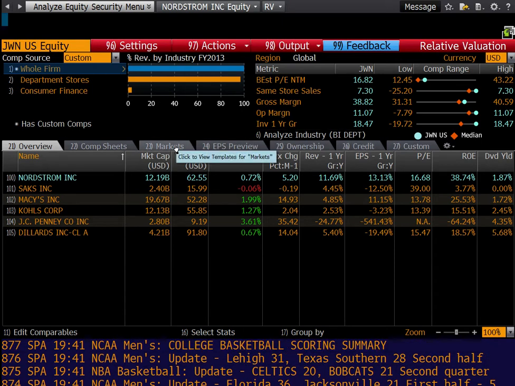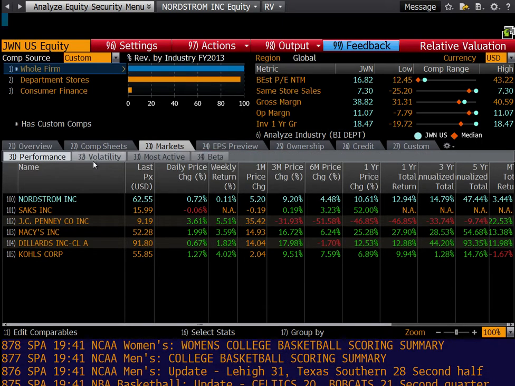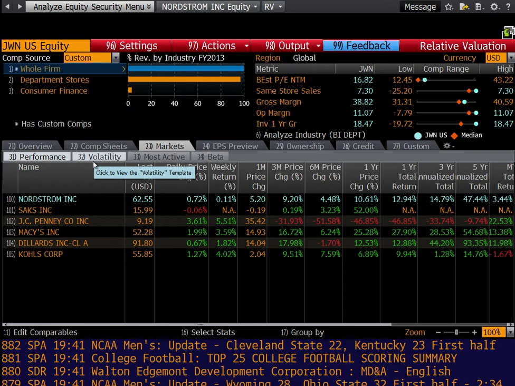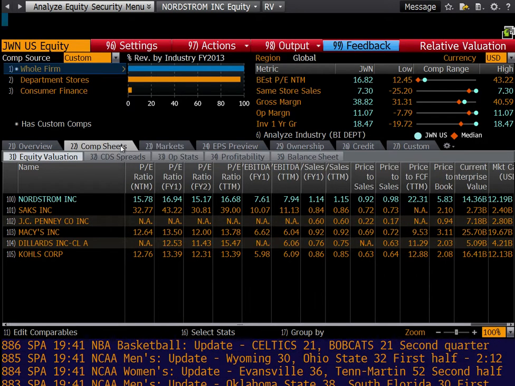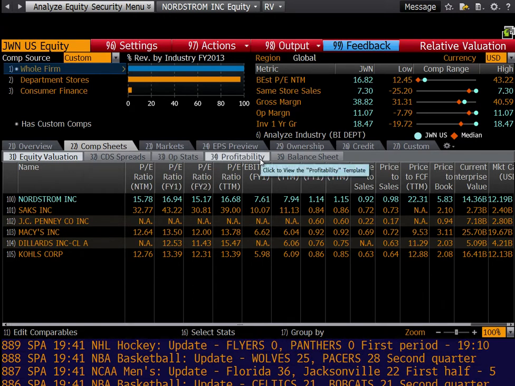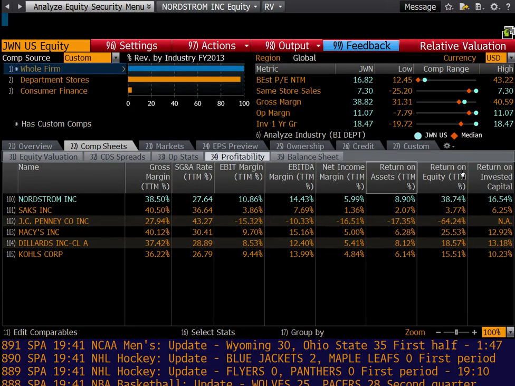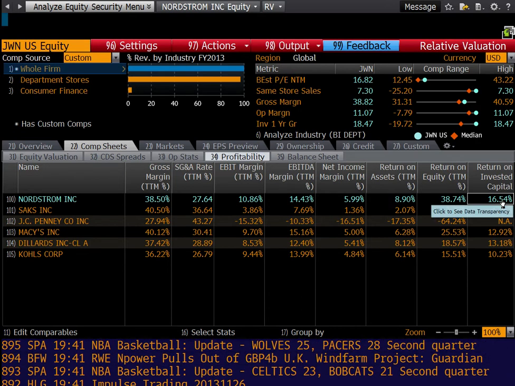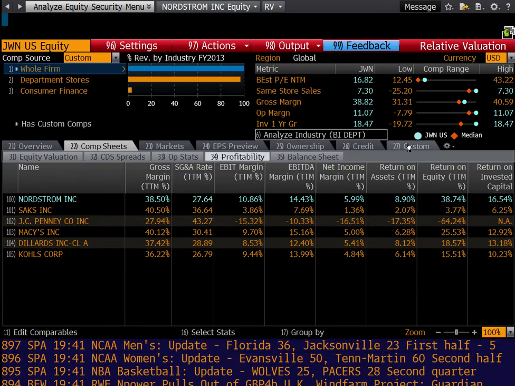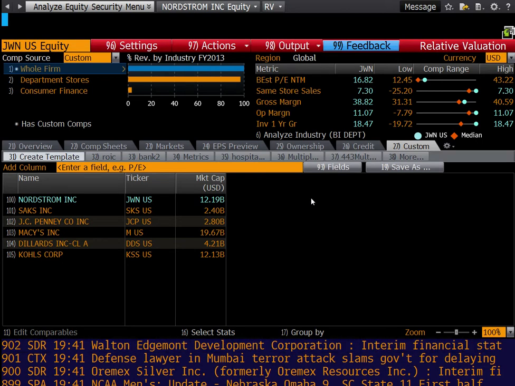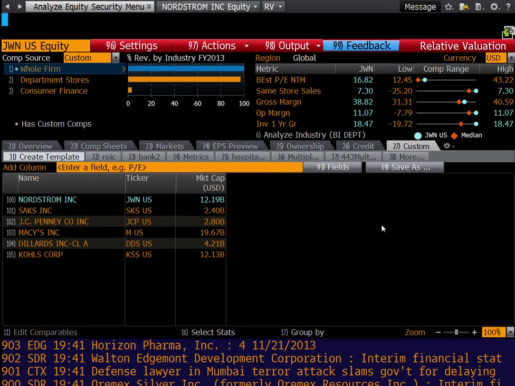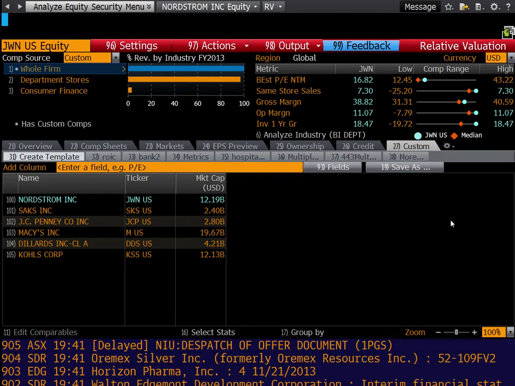So for example, if I clicked on markets and I clicked on volatility, here's their volatility template. Here is their comp sheet, and I could do profitability. Here's their profitability template. They got a bunch of templates. What we're going to care about is custom. So you click on the custom tab. And the advantage of the custom tab is that I can choose my own custom ratios to quickly compare a bunch of companies.